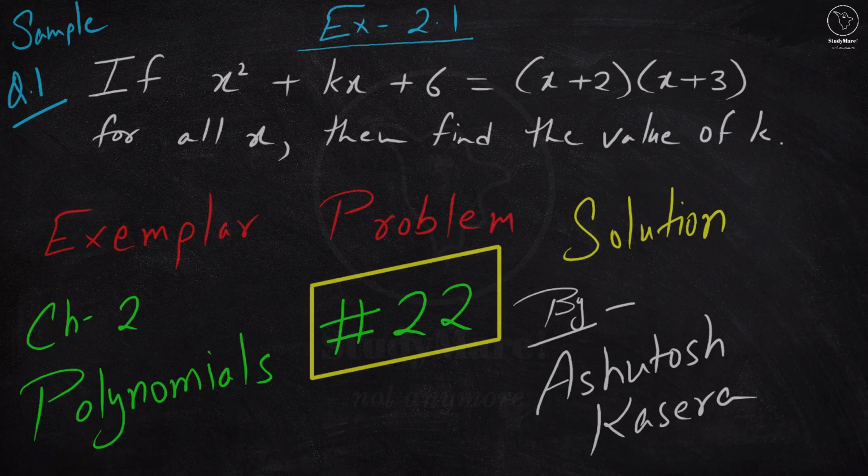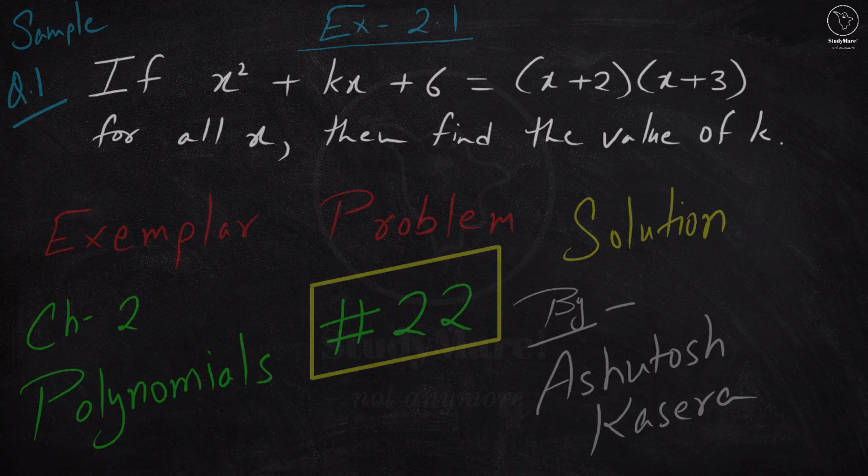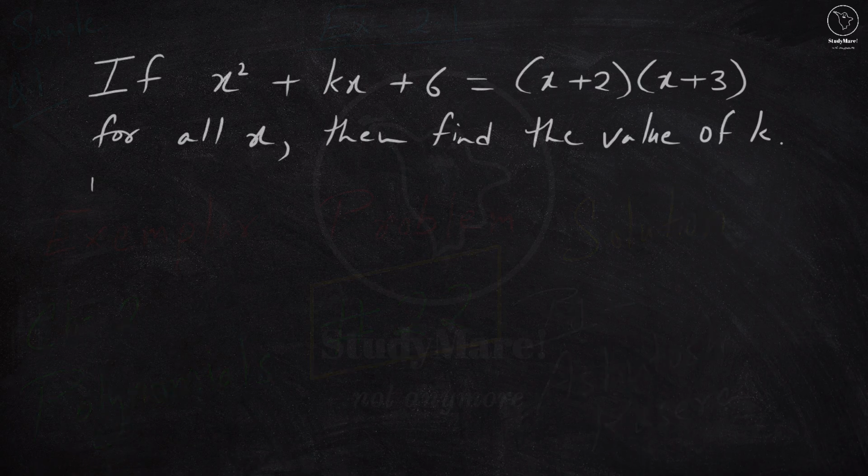If x square plus kx plus 6 is equal to (x plus 2) whole multiplied by (x plus 3) for all x, then find the value of k. How are you going to solve it?